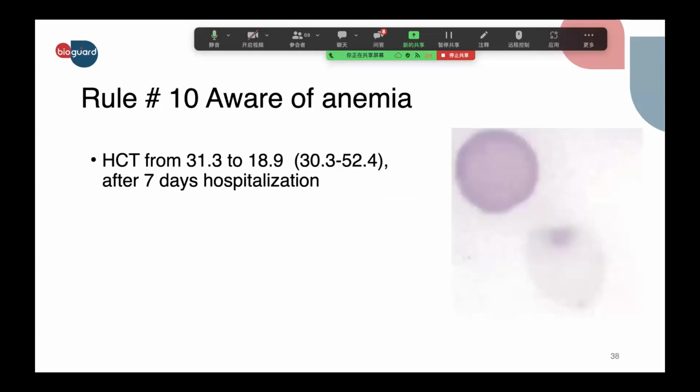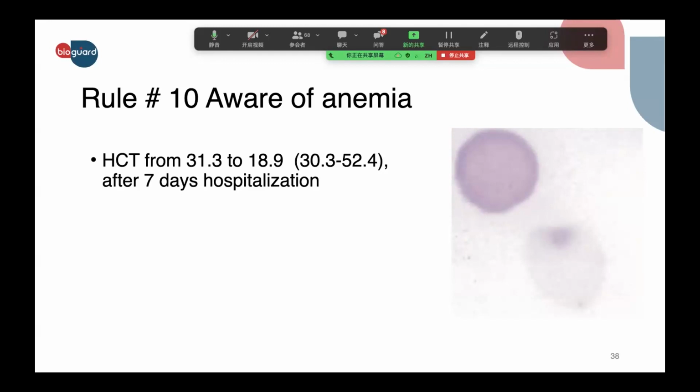And rule number 10 would be to be aware of the anemia. Through the blood smear, we can see this after the hospitalization for about 5 days. Previously, Captain's HCT was 31.3. Right now, the number has dropped to 18.9. It's suffering from an anemia condition, and we also see in the blood smear ghost cells and Heinz bodies.